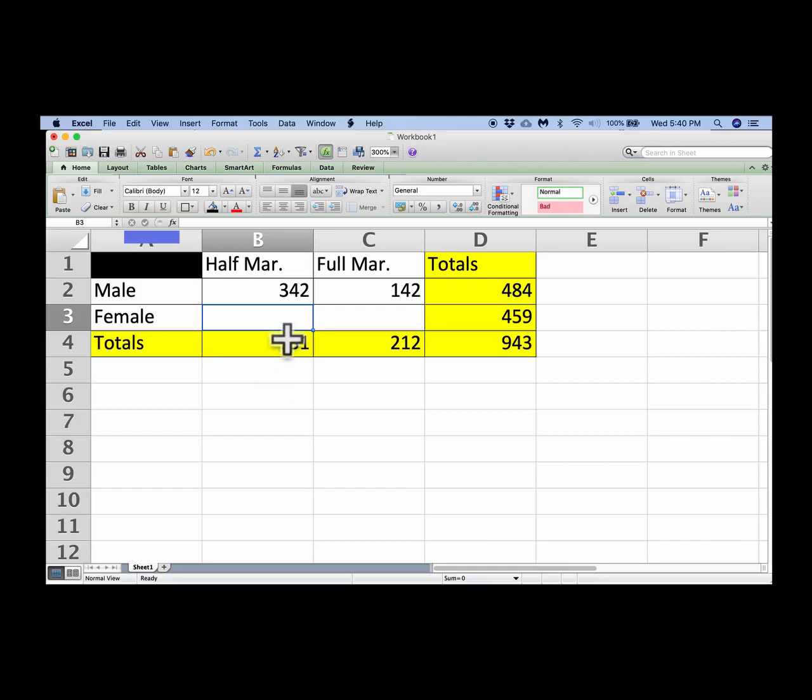Okay, this cell that I've got highlighted, these are the females that ran the half marathon. I can get that by the partition principle. That's going to be the 731 minus the 342, a total of 389. And the 212 minus the 142 should give me the number of females that ran the full marathon.